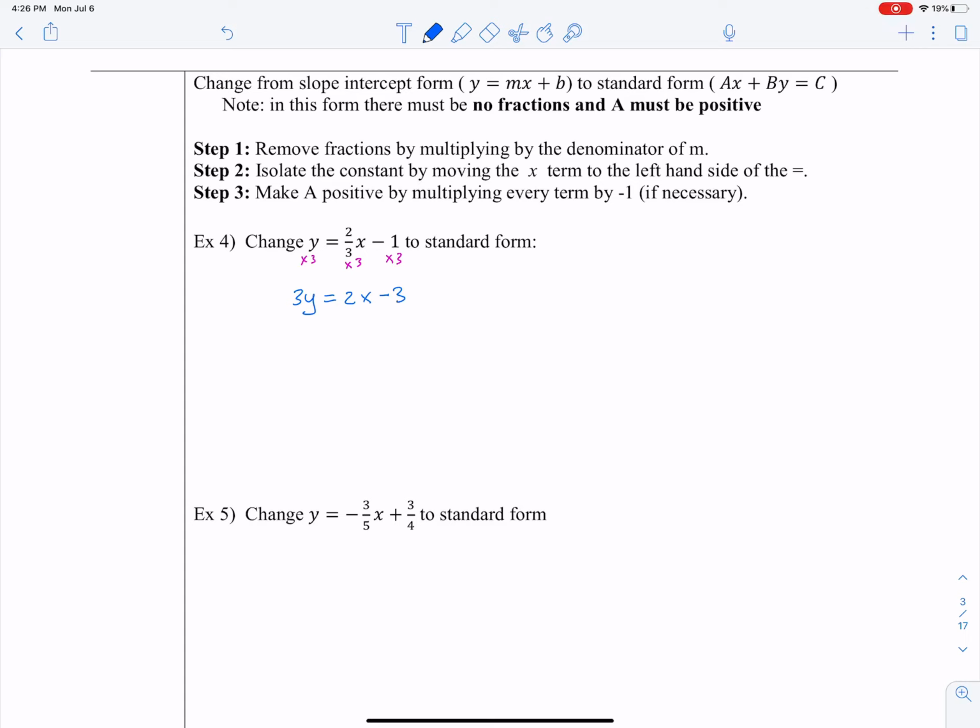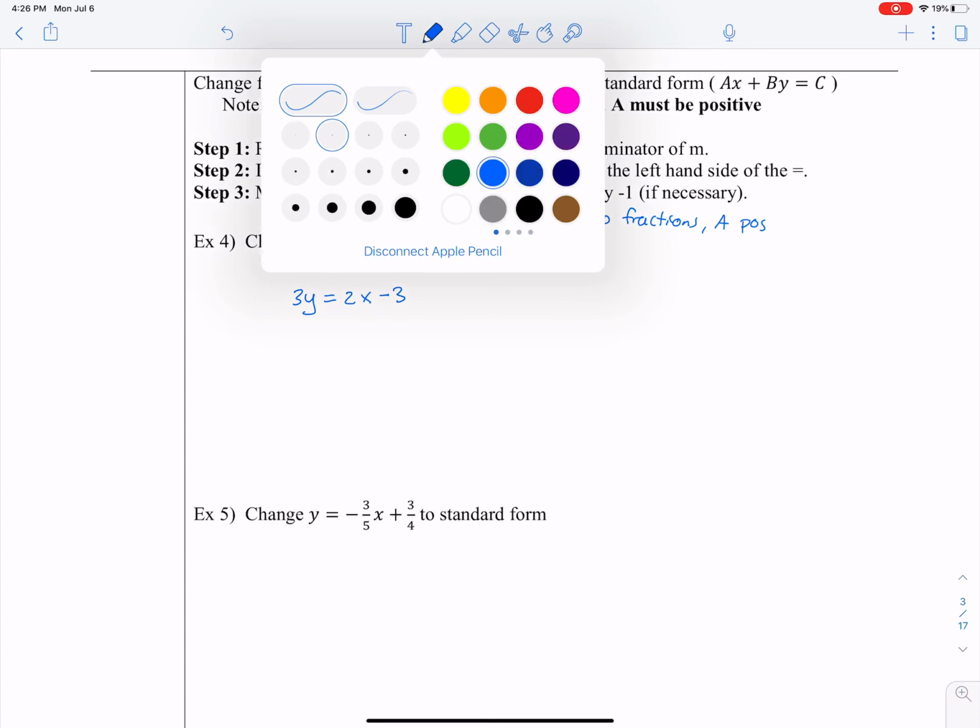Oh yeah, and I should always write what I'm going for. ax plus by is equal to c, and we want no fractions. The first one we've done is gotten rid of fractions, so this one is good.